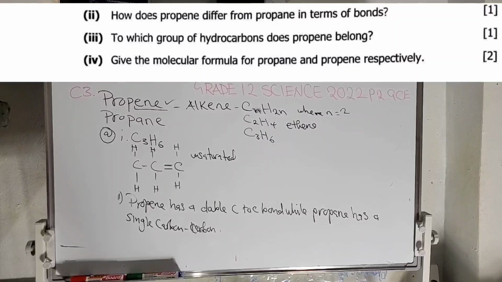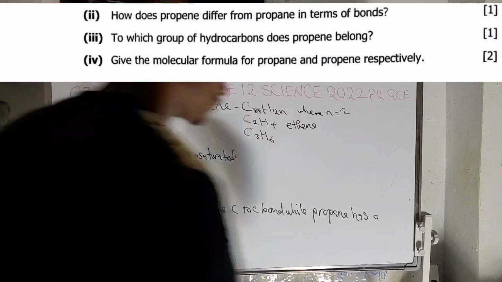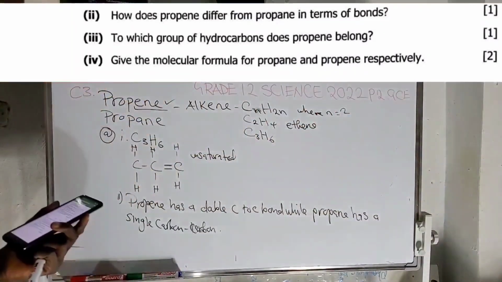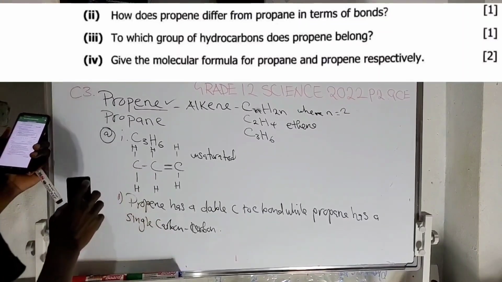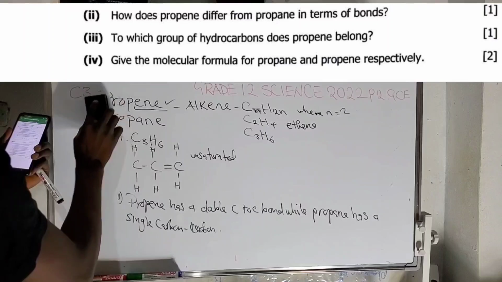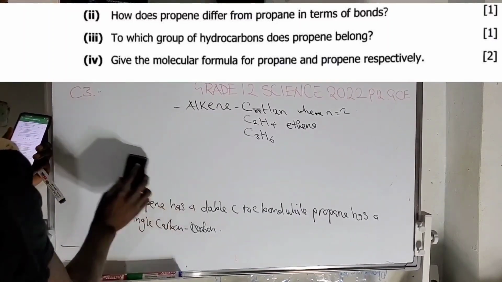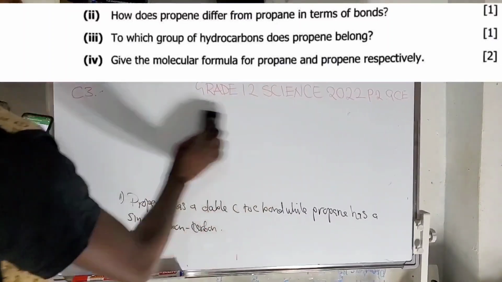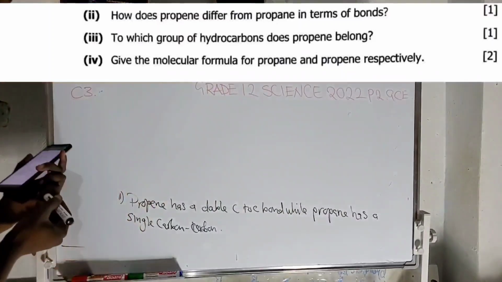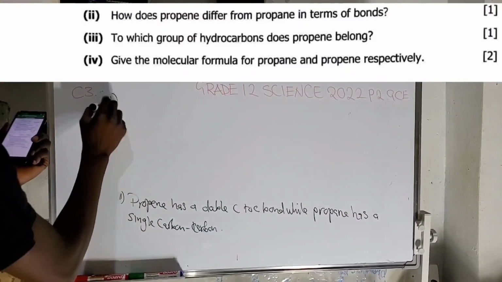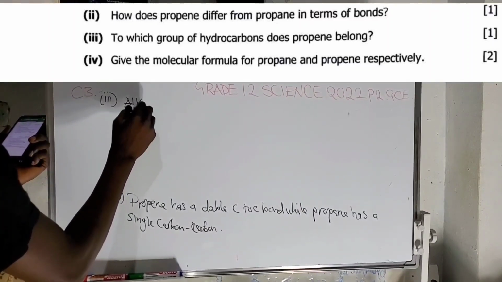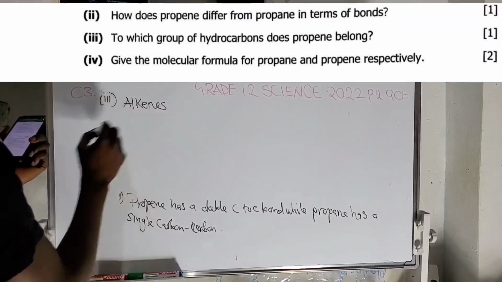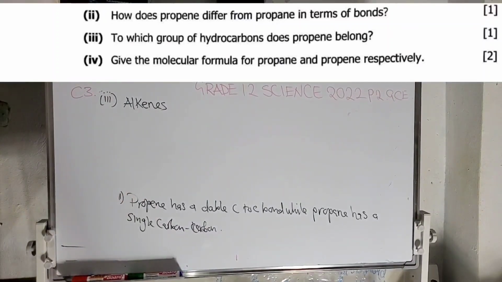Question 3 says, to which group of hydrocarbons does propene belong? Remember what I said, that propene, because it ends with ENE, these are alkenes. So the answer there is alkenes.